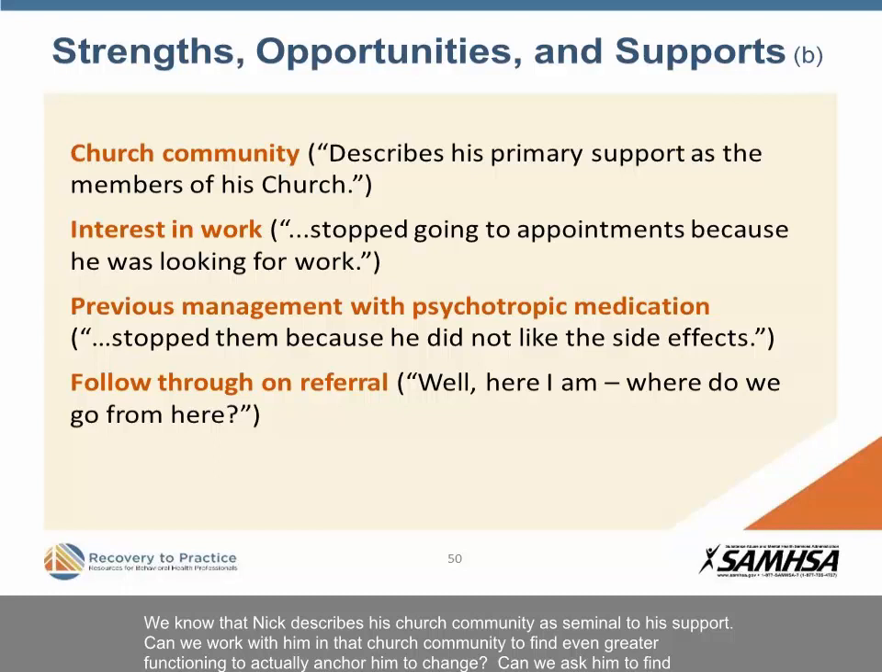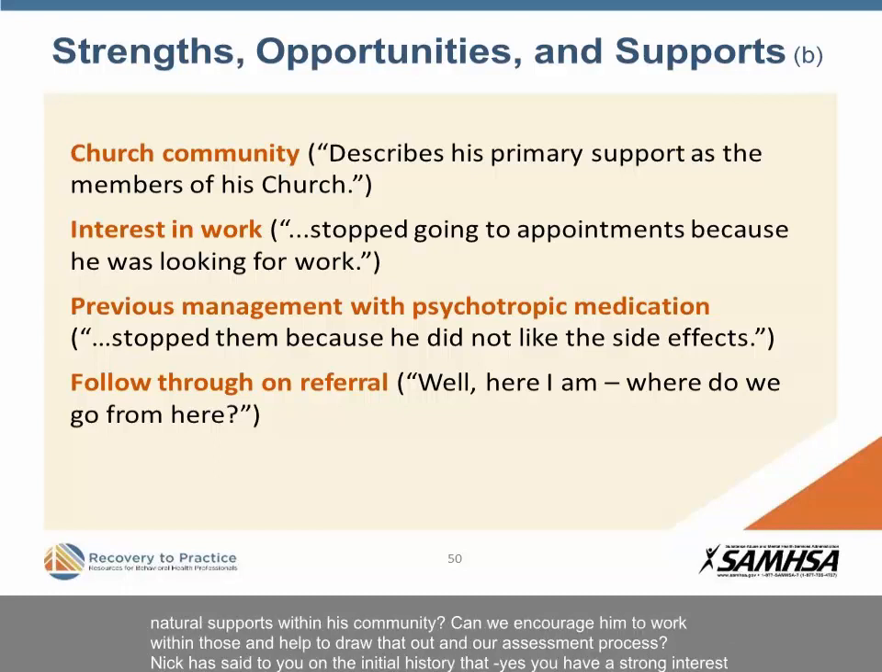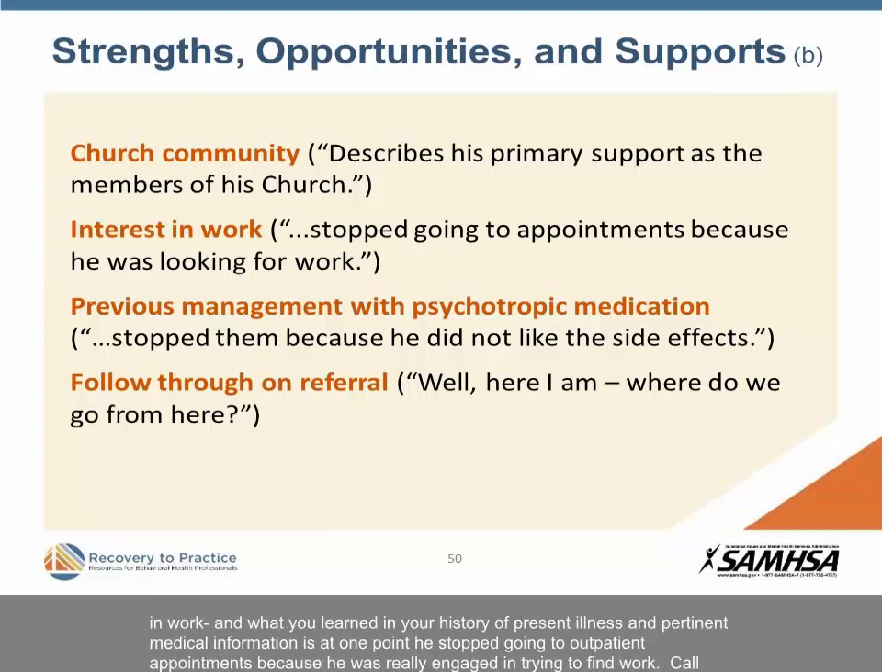Can we ask him to find natural supports in his community? Can we encourage him to work within those and help to draw that out in our assessment process? Nick has said to you on the initial history that he has a real strong interest in work, and what you learned in your history of present illness and pertinent medical information is that at one point he stopped going to outpatient appointments because he was really engaged in trying to find work.